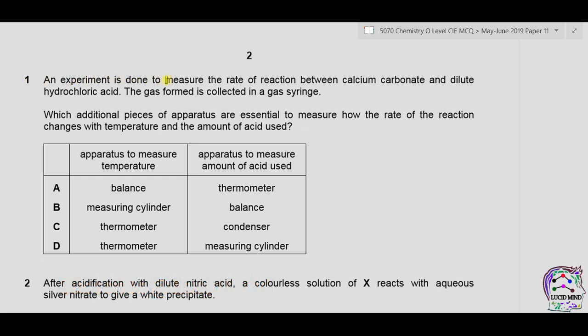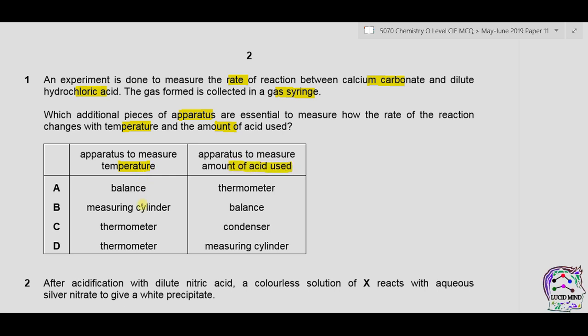Question 1. An experiment is done to measure the rate of reaction between calcium carbonate and dilute hydrochloric acid. The gas formed is collected in a gas syringe. Which additional pieces of apparatus are essential to measure how the rate of reaction changes with temperature and the amount of acid used? First thing is the apparatus to measure temperature. Second thing is the apparatus to measure amount of acid used.